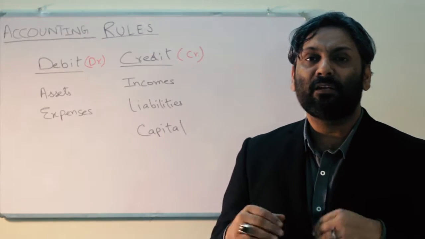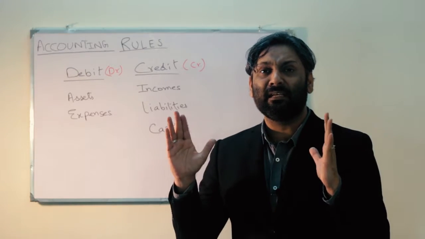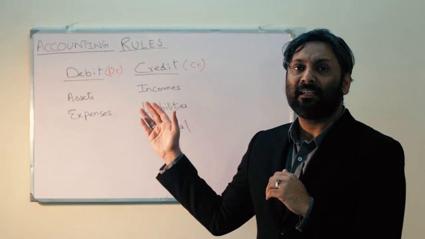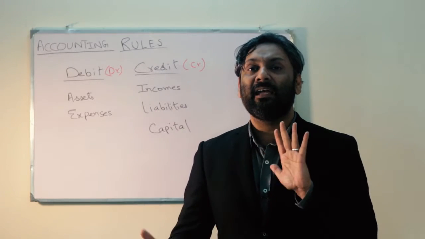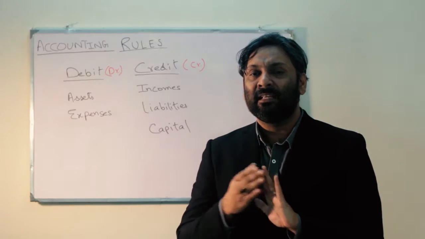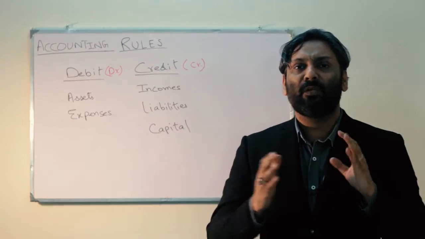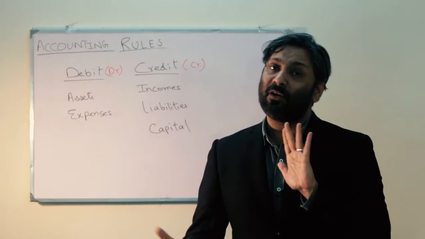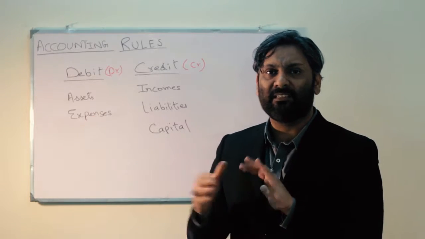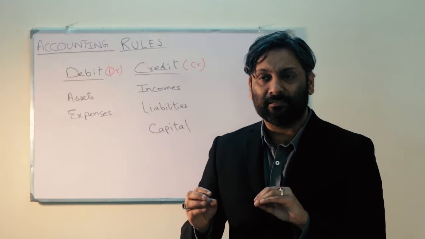So if something goes according to its nature, it's going to be put in that particular part. For example, if assets are increasing and expenses are increasing, both are going according to their nature, so they are going to be debited. And when they go against their nature, that is, when both of these, assets and expenses, reduce, they are going to be credited.